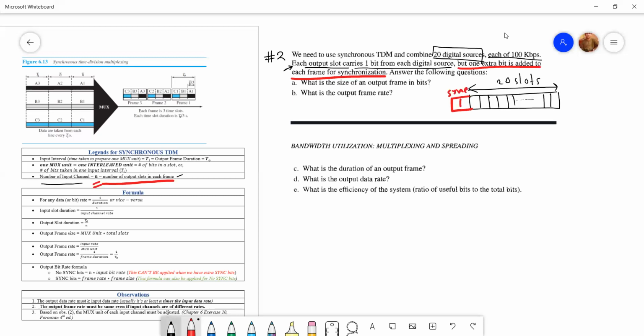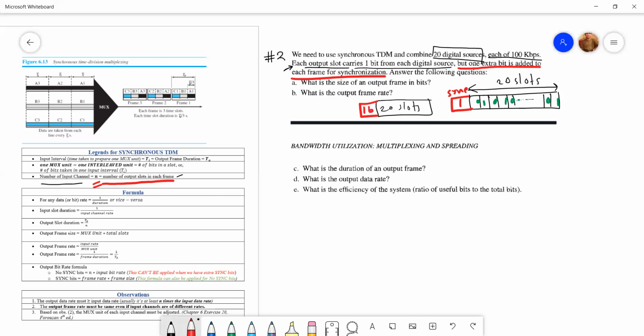Basically, each frame and your next frame will look like this: there will be 20 slots, each carrying one bit. If I show you the bits, this is your 1 0, something like this, 0 1, basically some random numbers we are assuming with a bit length of 1. And in the second frame, this will also be 20 bits plus an extra 1 bit for the synchronization part.